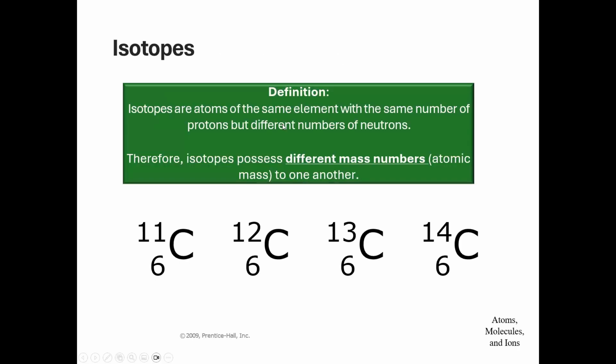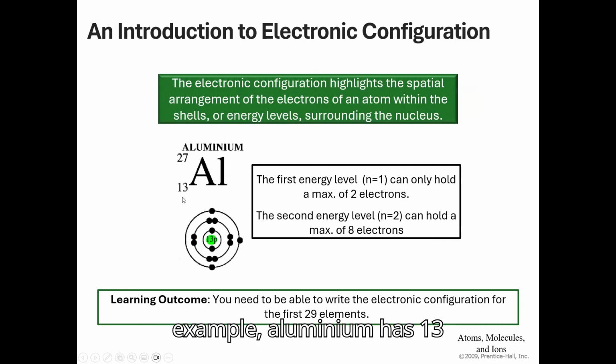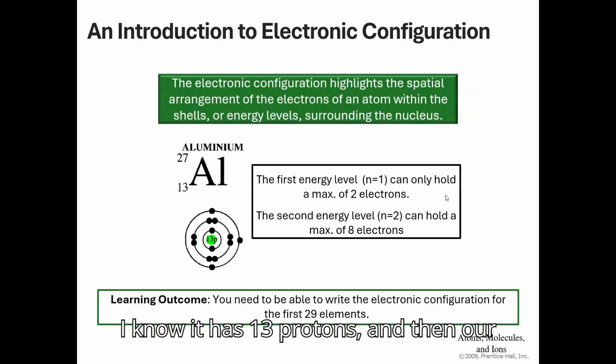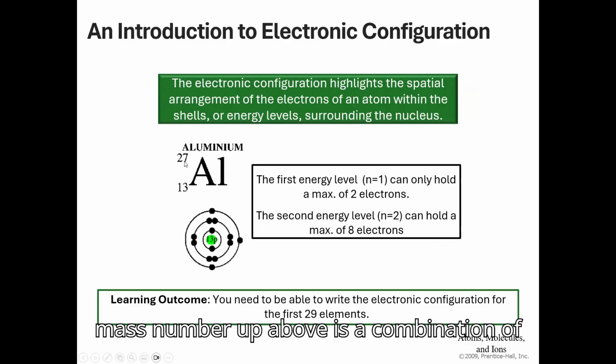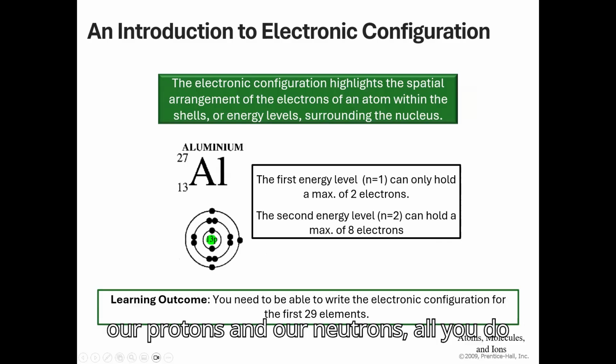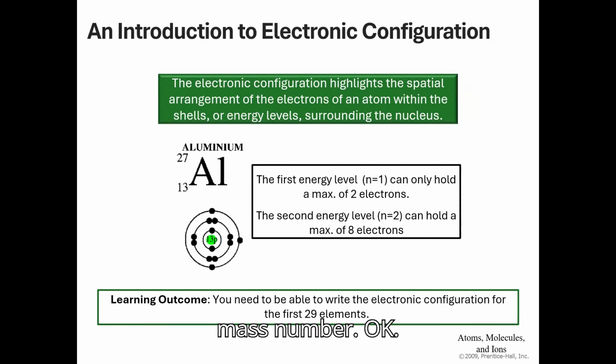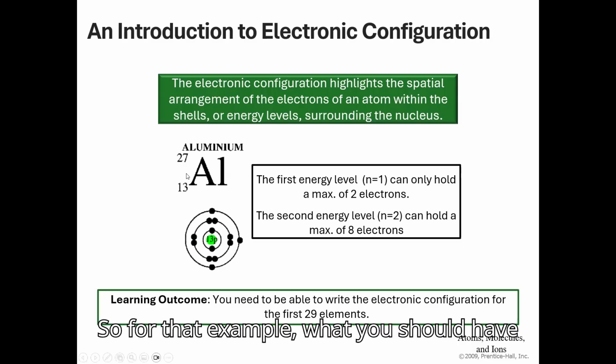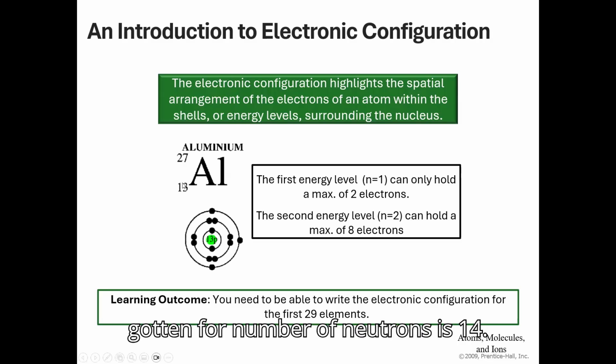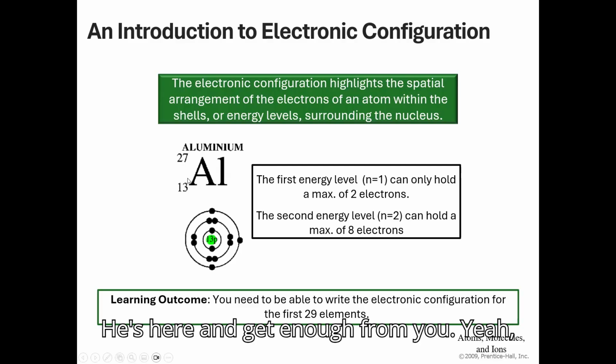So with that in mind, if I were to show you aluminium as an example, aluminium has 13 protons. Our mass number up above is a combination of our protons and our neutrons, so all you do is take the atomic number away from the mass number. So for that example, what you should have gotten for number of neutrons is 14. Can you see where I'm getting that from?